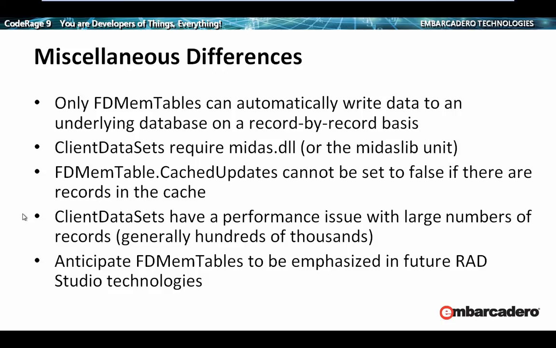Client datasets do have issues when they get a lot of records in them. It's something I've seen over and over again. Somewhere around a couple hundred thousand records, you get a problem. FDMemTables don't have that. And generally, FDMemTables are faster than client datasets. And here's one point I want to emphasize: I expect that as we go forward with RAD Studio's development, you're going to see a lot of emphasis on FDMemTables as the go-to in-memory dataset. I don't think we're going to see any more changes to the client dataset class.